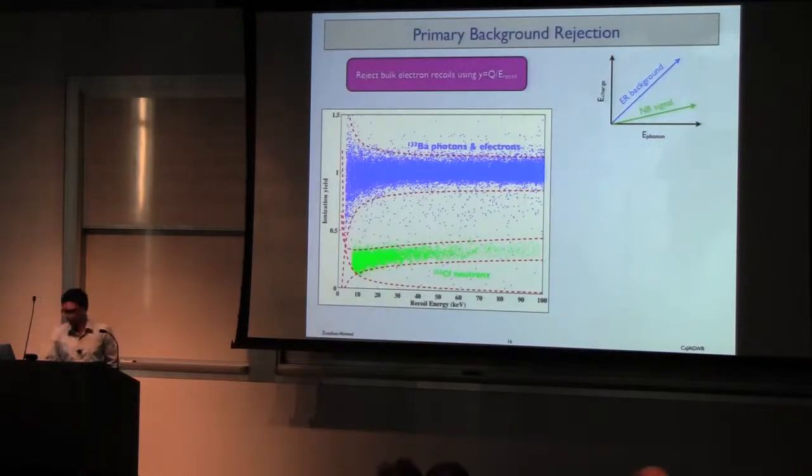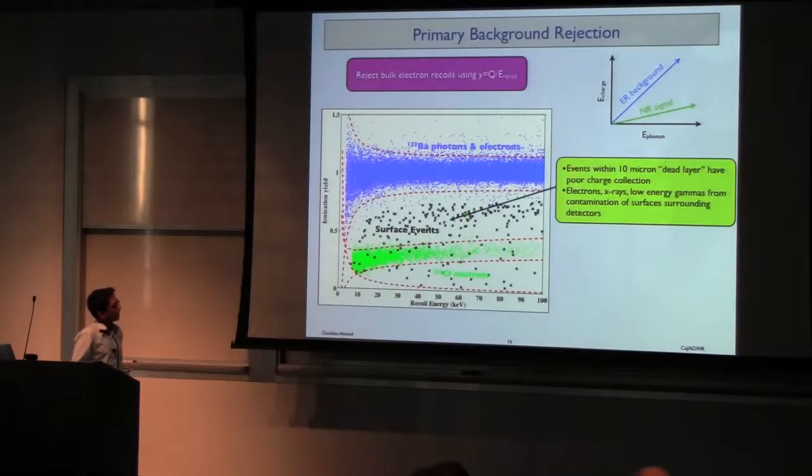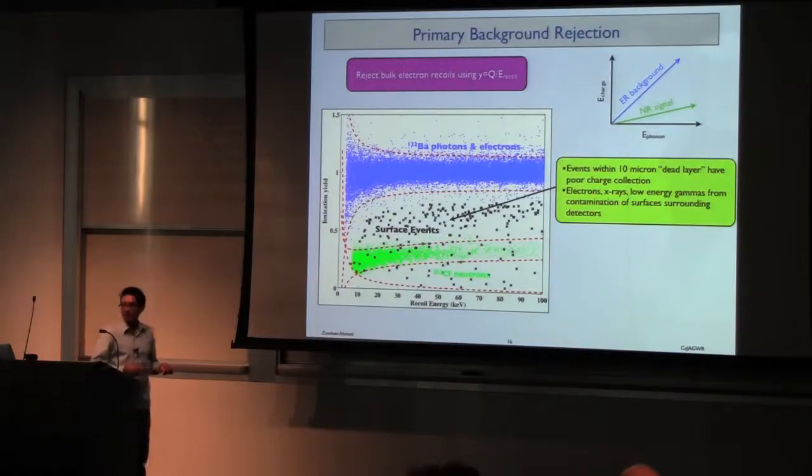Okay. And what ends up happening is this is caused by events that happen within the first 10 microns of the detector surfaces. What happens over there is we have poor charge collection. So when the charge is suppressed, your ionization yield droops, and you'll end up having all these surface events, or these events that have suppressed ionization yield. So these are primarily caused by electrons, X-rays, and low energy gammas from contamination on or around the detector surfaces. And so if there's a way to minimize this contamination, we would see less of this. But we can actually go ahead and still discriminate against these events.